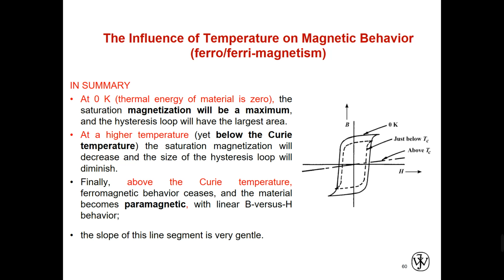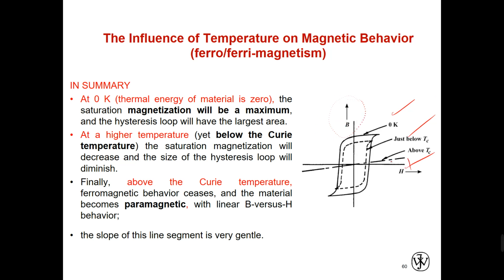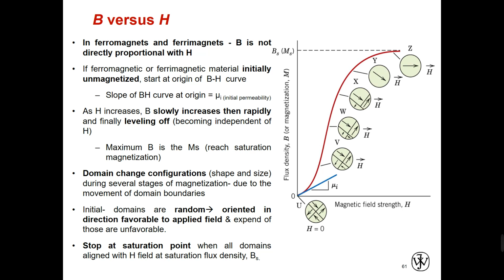We will look at B versus H after this, and the slope of this line segment is very gentle, right? 0 Kelvin, just below Tc, above Tc. B versus H. So what is B versus H, right? B is on the y-axis, and H, magnetic field strength, is on the x-axis. In ferromagnets and ferrimagnets, B is not directly proportional to H.